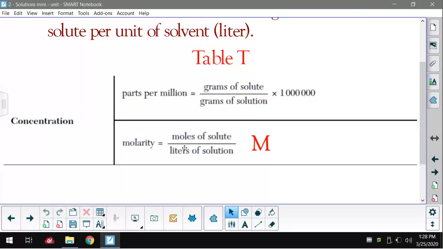Molarity is a more common term for chemists. Molarity is the moles of solute per liters of solution. Remember, that's liters of solution. Up here, we're talking about grams of solution. Down here, we're talking about liters of solution. And molarity is abbreviated with a capital M.